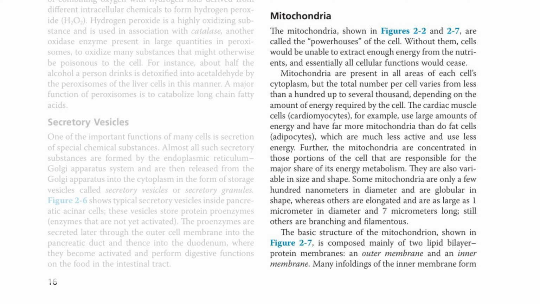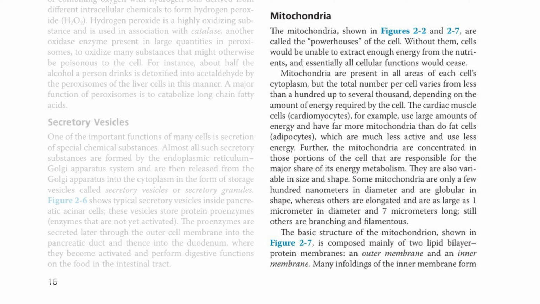Further, the mitochondria are concentrated in those portions of the cell that are responsible for the major share of its energy metabolism. They are also variable in size and shape. Some mitochondria are only a few hundred nanometers in diameter and are globular in shape, whereas others are elongated and are as large as 1 micrometer in diameter and 7 micrometers long. Still others are branching and filamentous. The basic structure of the mitochondrion, shown in Figure 2-7, is composed mainly of two lipid bilayer protein membranes, an outer membrane and an inner membrane.